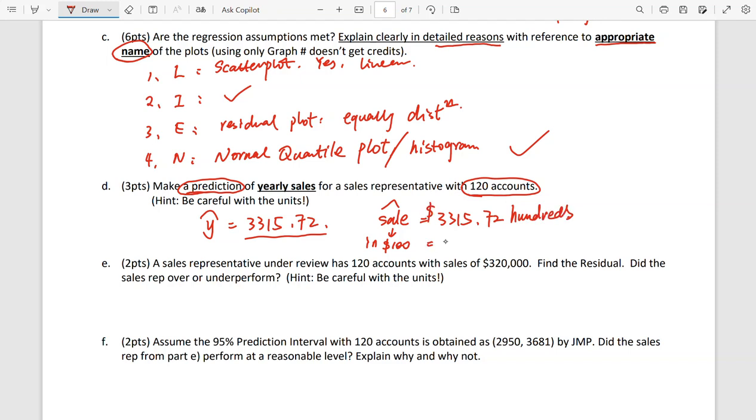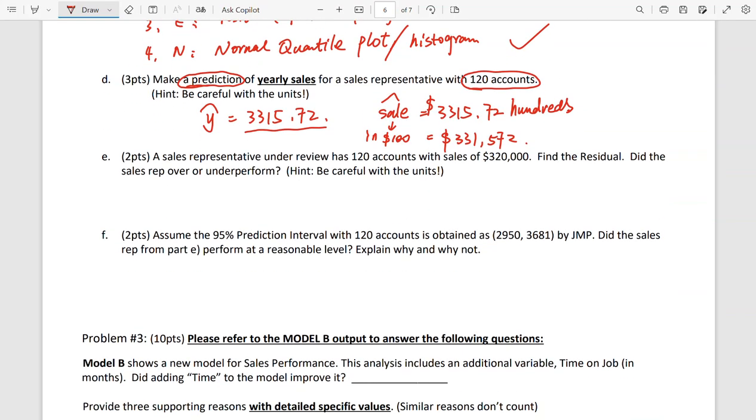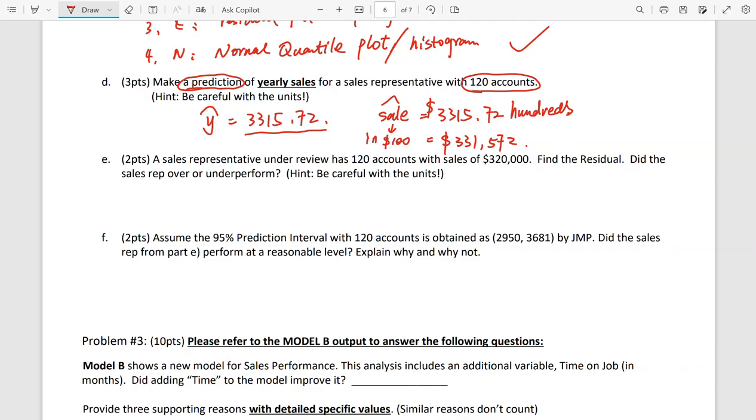Or you can directly change this to $331,572. Either way is okay because it only affects the sales. All right, okay. Let's continue. All right, so then next question.